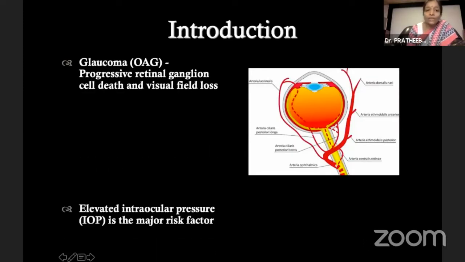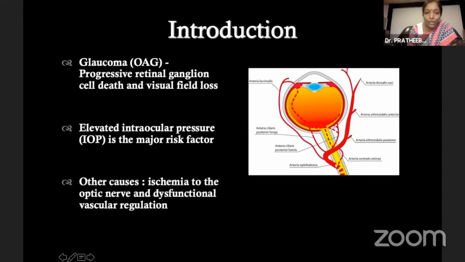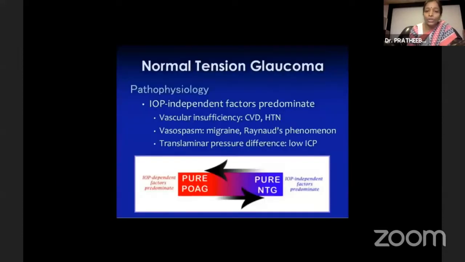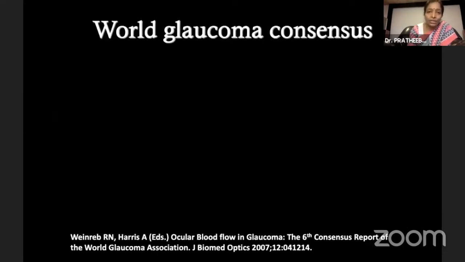So glaucoma is a progressive condition characterized by progressive retinal ganglion cell death and visual field loss, in which elevated intraocular pressure is not the only risk factor. There are other causes like ischemia to the optic nerve and dysfunctional vascular regulation, which play a major role in progression of glaucoma. In normal tension glaucoma, literature has given enough evidence saying that IOP independent factors predominate for the progression, which includes vascular insufficiency, vasospasm, and low intracranial pressure. This is a typical picture of a glaucomatous disc with RNFL defect and a corresponding field change.